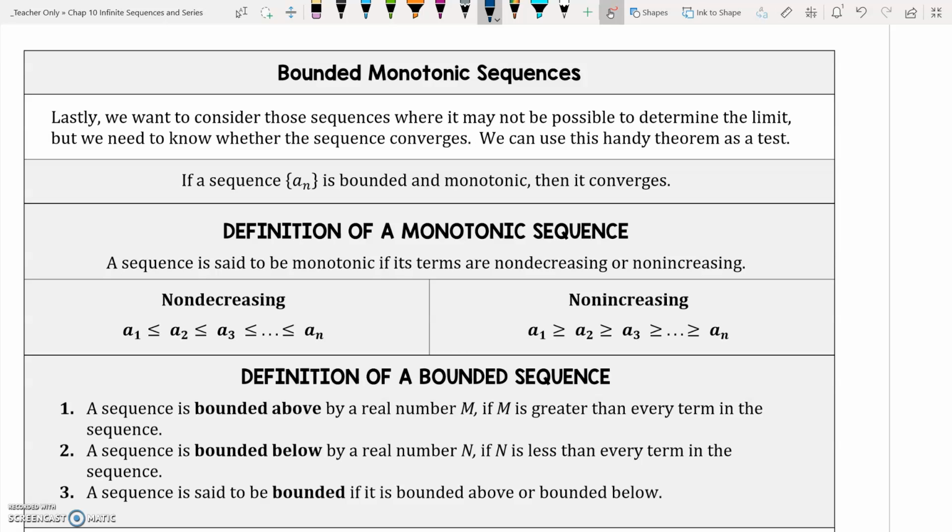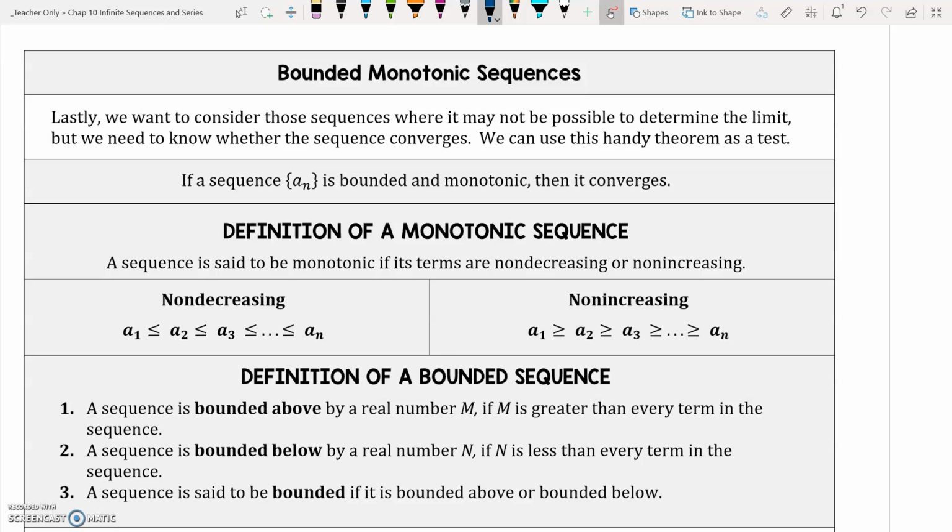So in other words, if they're non-decreasing, that means as n gets larger, each a_n is either the same value or larger than the previous a_n. And if it's monotonically decreasing or non-increasing, a larger n will produce the same value or a smaller a_n than the previous one.